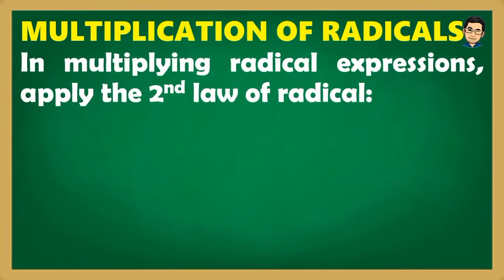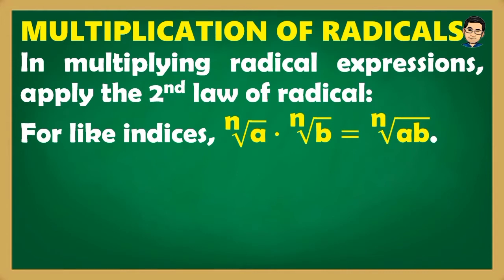In order to multiply radical expressions, we should apply the second law of radicals. What is the second law of radicals? For like indices, the nth root of A times the nth root of B is equal to the nth root of the product of A and B. Kapag pareho yung index, halimbawa pareho silang perfect square, i-multiply lang po natin yung mga radicand.